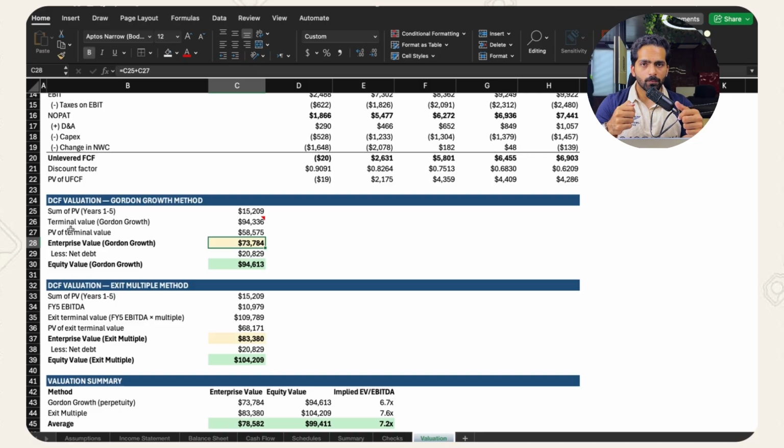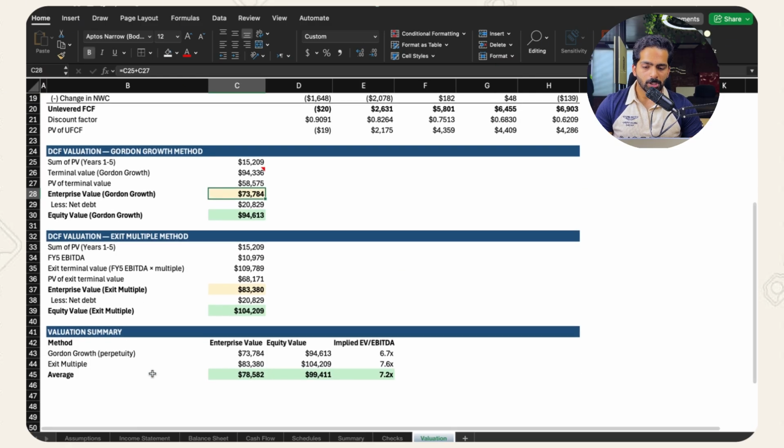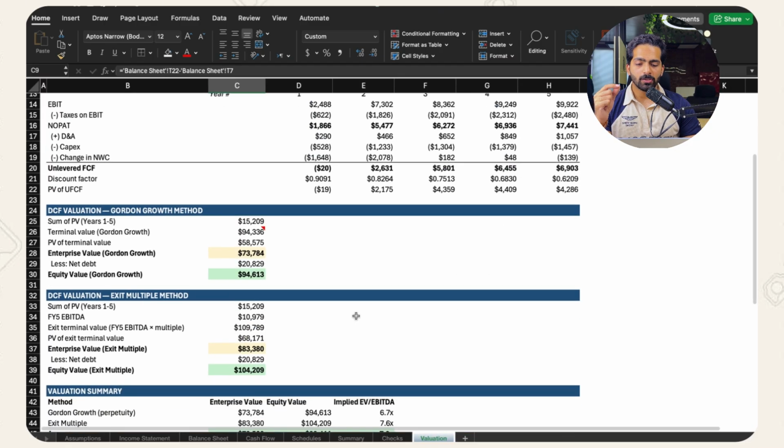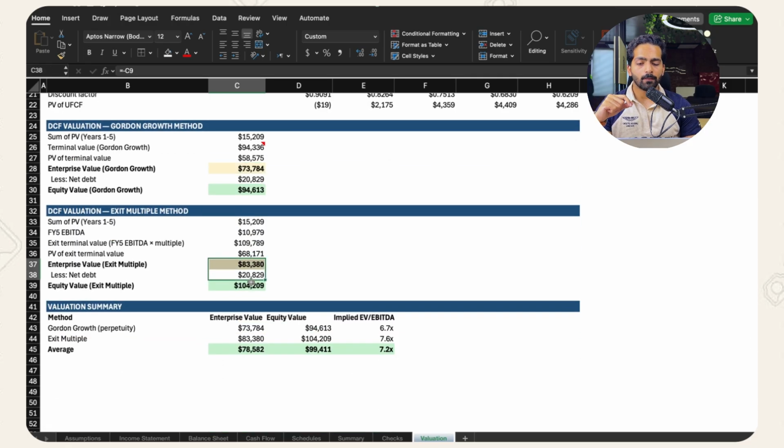To get the enterprise value, we just need to add the present value of the terminal value to the total sum of all present values for both methods. You can see we are getting a much higher enterprise value in the exit multiple method than in the Gordon growth method. Then we just need to deduct our debt from it to get our equity value. Right now our net debt is negative. What does it mean? It means our cash is much more than the debt we currently have, which is a positive thing. So instead of deducting it from the enterprise value, we are adding it in both of them. So we are getting an equity value for the exit multiple method, and above we are getting it for the Gordon growth method.